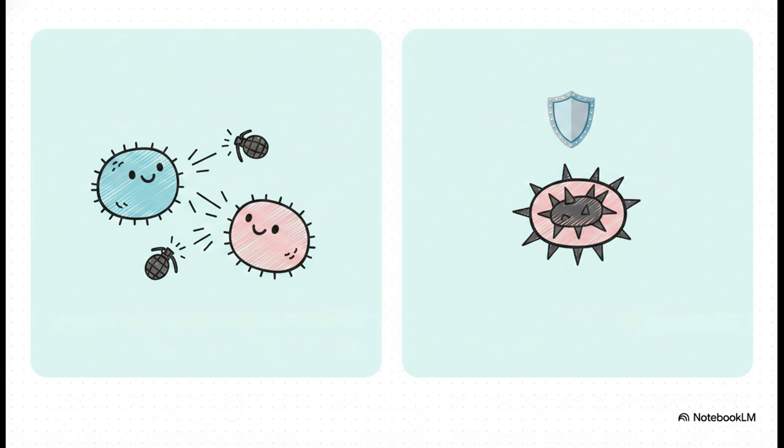Endotoxins, however, are strictly a gram-negative phenomenon. That lipid A we talked about, it's stuck firmly in the outer membrane of gram-negative bacteria only. It isn't just a weapon, it is part of their literal anatomy.